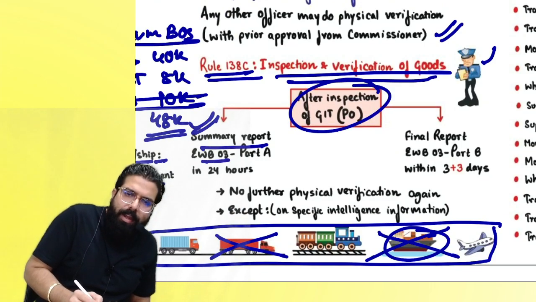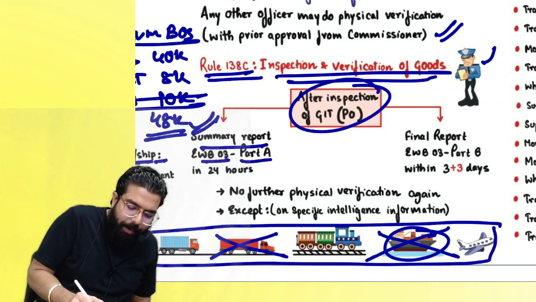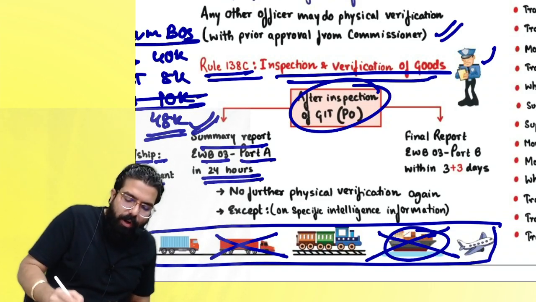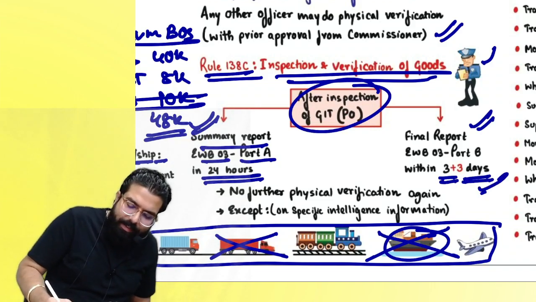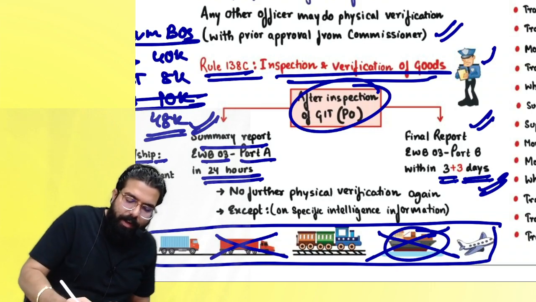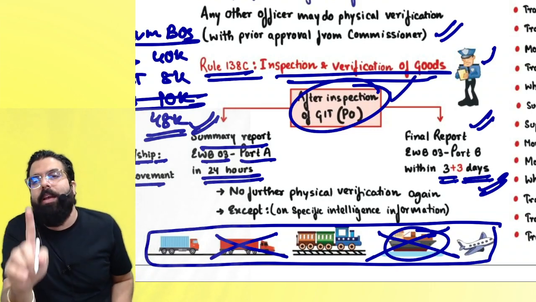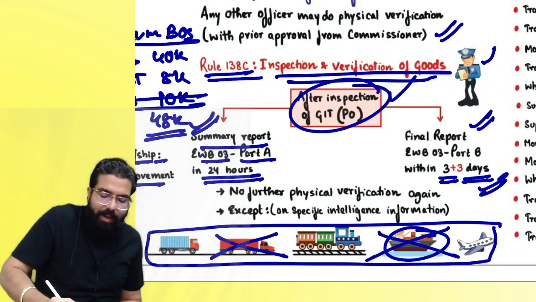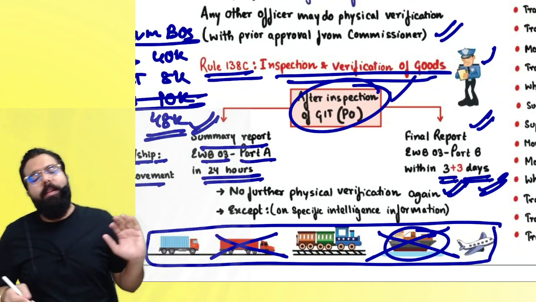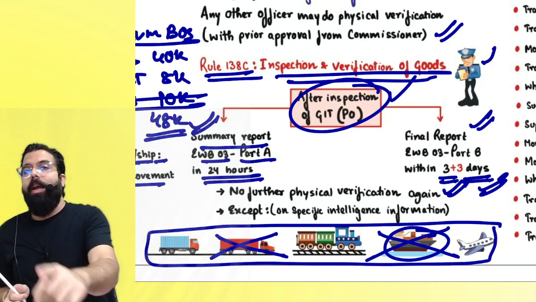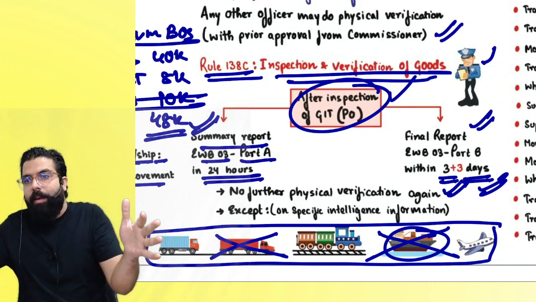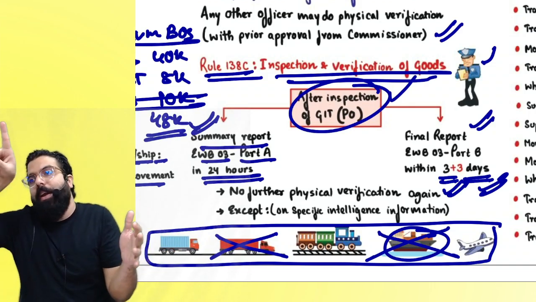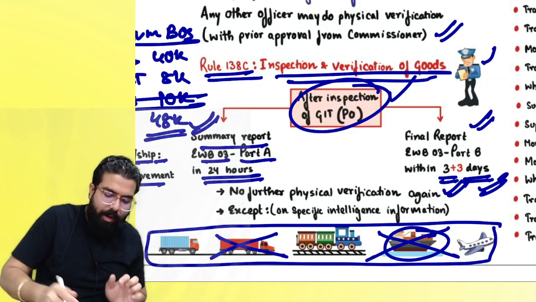Yes, everyone. Always remember, after the inspection, the proper officer will go online and submit one summary report in GST EWB 03, Part A, within how much time? 24 hours. And a final report within how much time? Within 3 days, plus 3 days. Are we clear? The extension of 3 days can be given by the commissioner. Once the checking is done, a second checking will never happen unless there is specific intelligence information. Then checking can happen again. Always remember, in your e-way bill chapter, 24 hours means midnight 12 to next day midnight 12. Are we clear, everyone? Yes, sir.